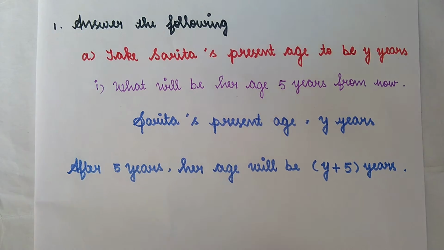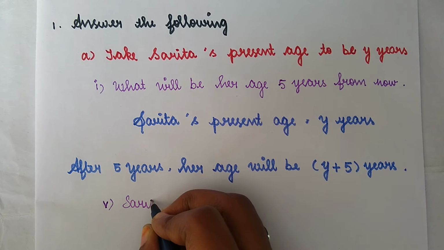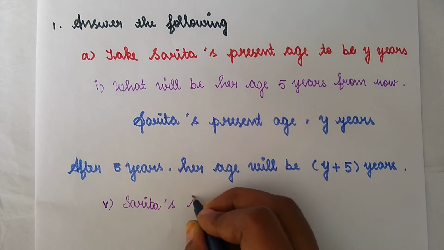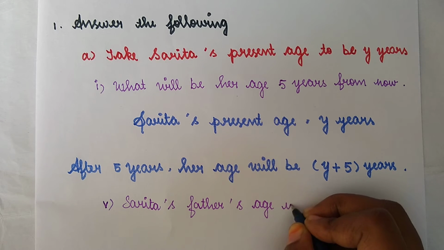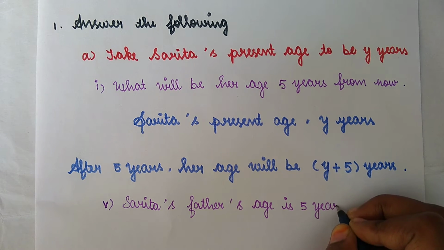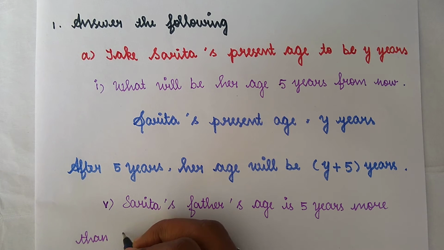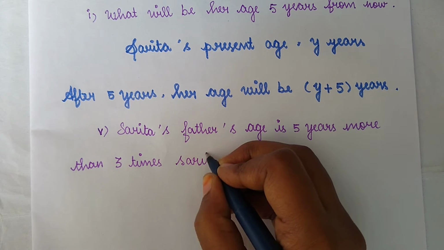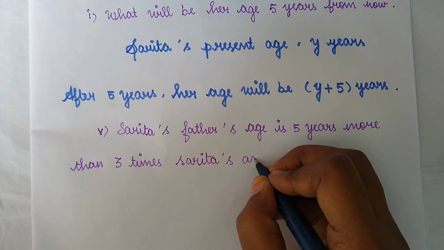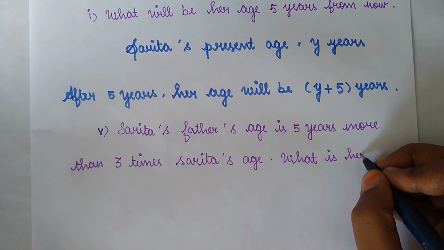Next let me take the subdivision B. Sarita's father's age is 5 years more than 3 times Sarita's age. What is her father's age?